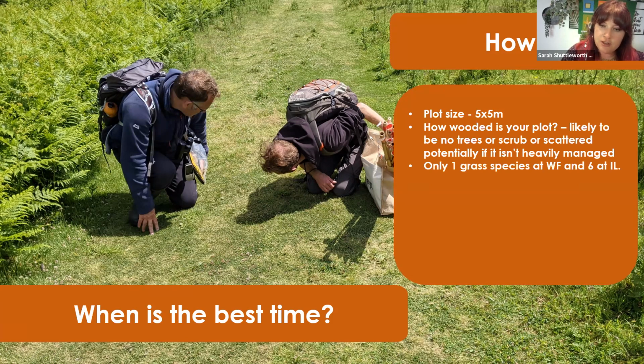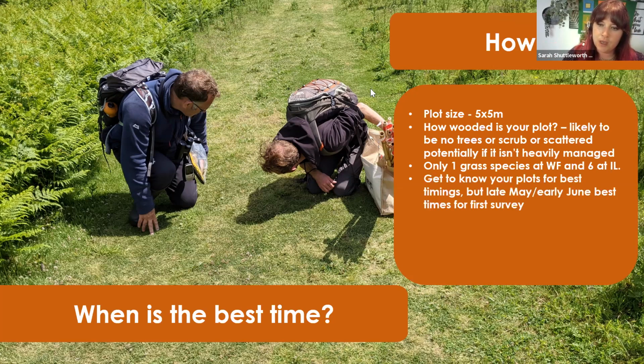Now, you'll be pleased to know there's only one grass species to identify at wildflower level, and there are 6 more at indicator level. So a bit of a jump there, but hopefully some of the training that we provide will help with that. Get to know your plots for best timings, but generally we're talking about late May, early June for best times for your first survey, sort of standard NPMS guidance on when to start.